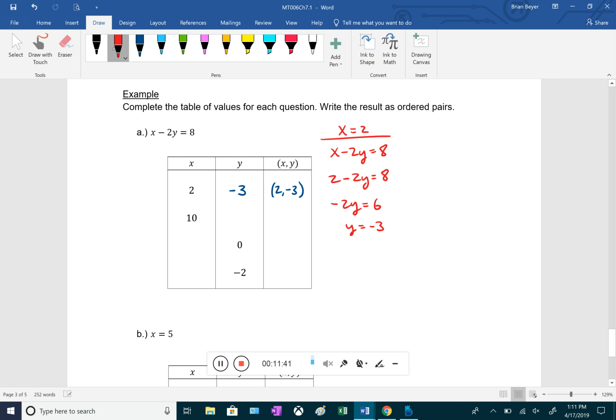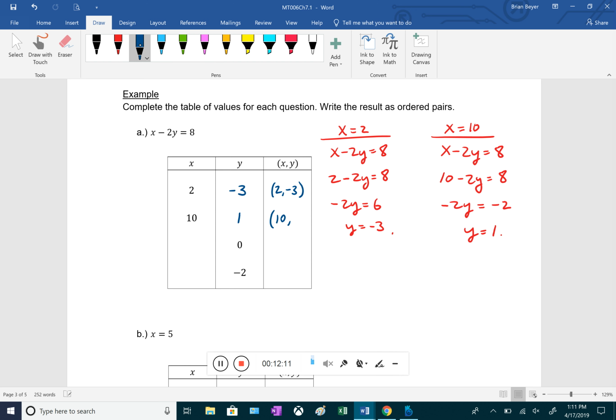And next, let's plug in x equals 10. So plugging in x equals 10 into this equation, it's going to be 10 minus 2y equals 8. Subtract 10 on both sides, we get negative 2y equals negative 2. Divide both sides by negative 2, we get y equals 1. So that's going to be the y coordinate for x equals 10. And we write that as an xy ordered pair, 10, 1.